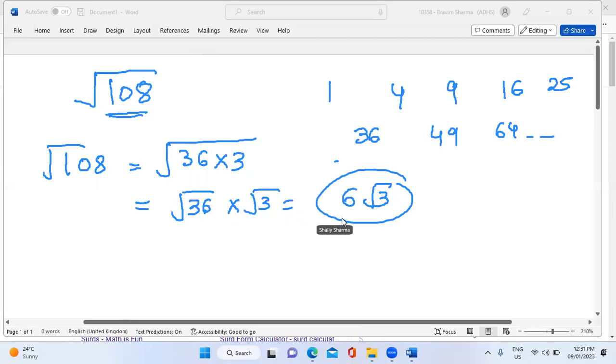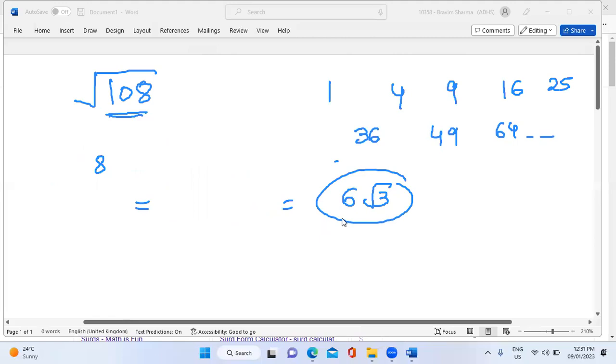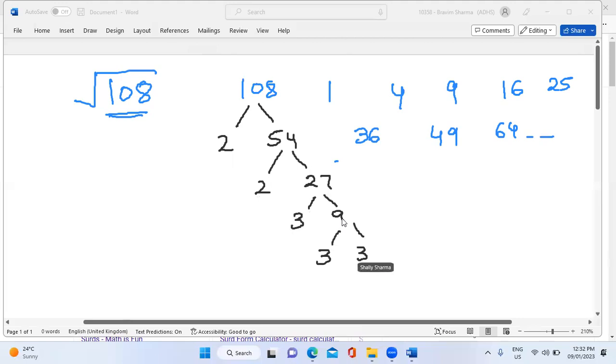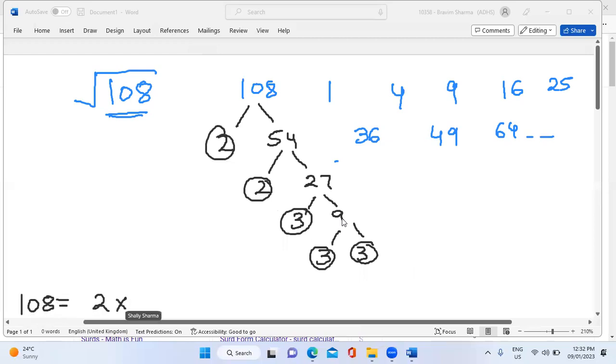And another way is you can write it like the factor tree. You can generate a factor tree for this number and then you can solve it. So 108, I can start with 2, it is 54 here. Then 2, 27, 3 times 9 and 3 times 3. I got all the prime numbers in the end. So now I can write 108 as 2 times 2 times 3 times 3 times 3.